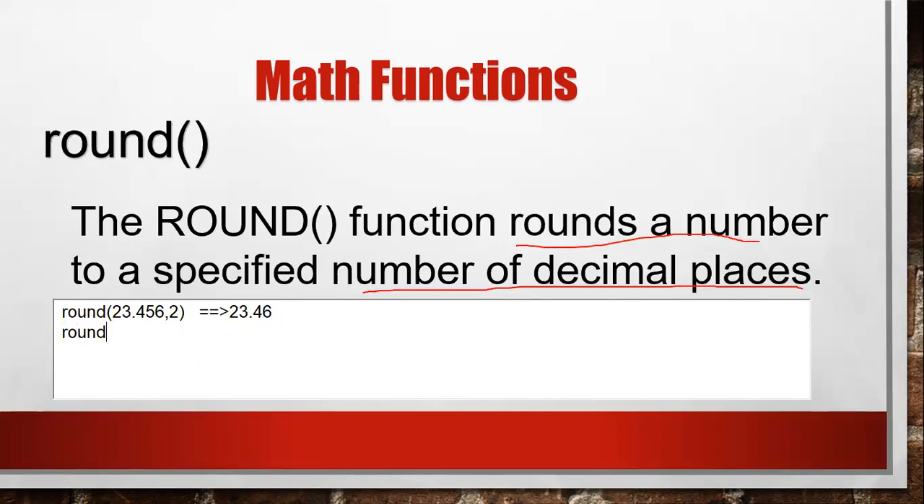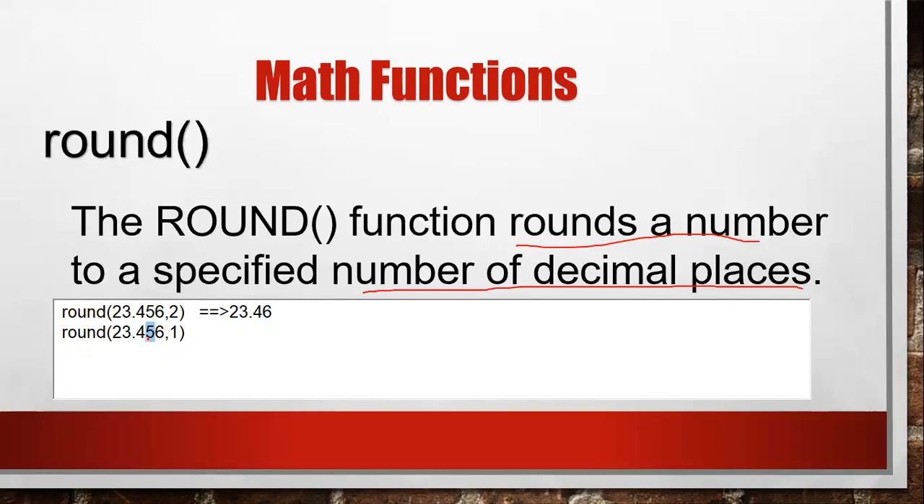Suppose we have written round 23.456 comma 1. Now this time I have written 1. So it means after the decimal how many digits do I want? I want just 1 digit. So I will look at the second digit, whether that digit is greater than or equal to 5 or less than 5. Right now the digit is equal to 5, so obviously the data after this 4, that is 5 and 6, is removed and 1 is added to 4.